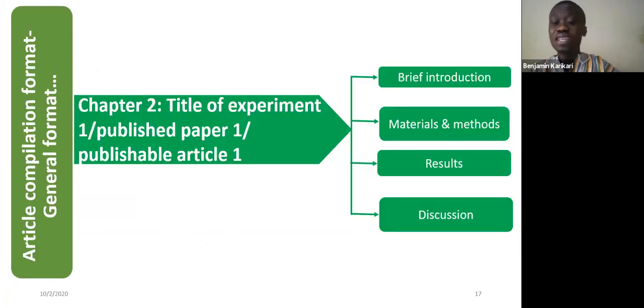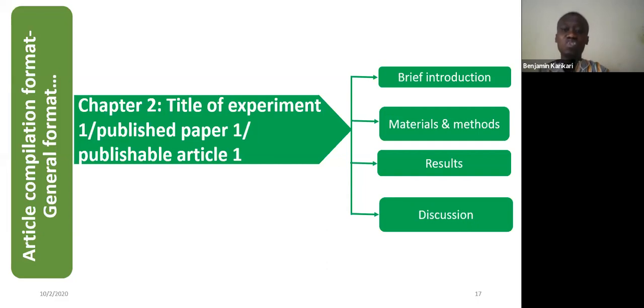Chapter 2, just as I mentioned, is basically research-based or experiment-based or objective-based or publishable-article-based. So chapter 2 is basically your experiment 1, what you did in experiment 1. You need to give a brief introduction of your chapter 2, and from the brief introduction, you have to state the objective of that chapter. In some cases, you may have to give other specific objectives in that chapter. So we should take note.